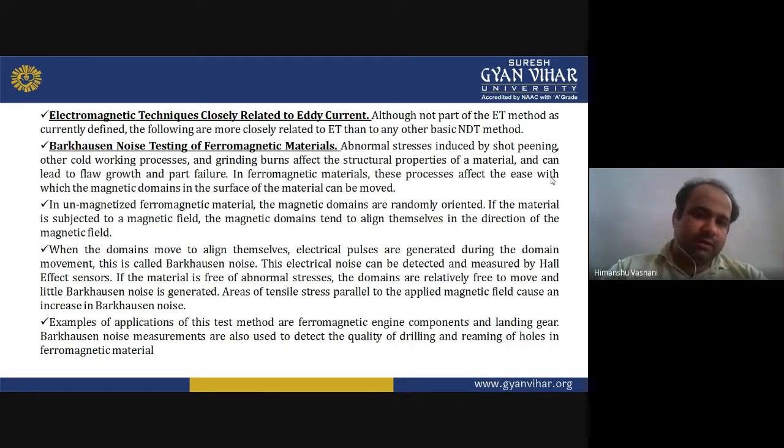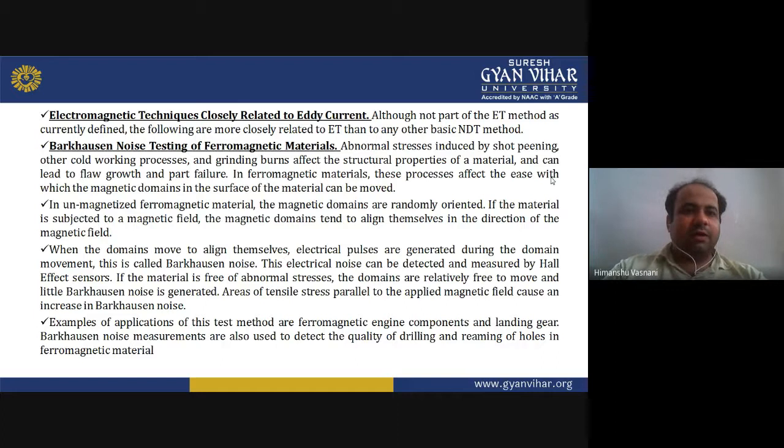In ferromagnetic materials, these processes affect the ease with which the magnetic domains in the surface of the material can be moved. In unmagnetized ferromagnetic materials, the magnetic domains are randomly oriented, and if the material is subjected to a magnetic field, the magnetic domains tend to align themselves in the direction of the magnetic field.